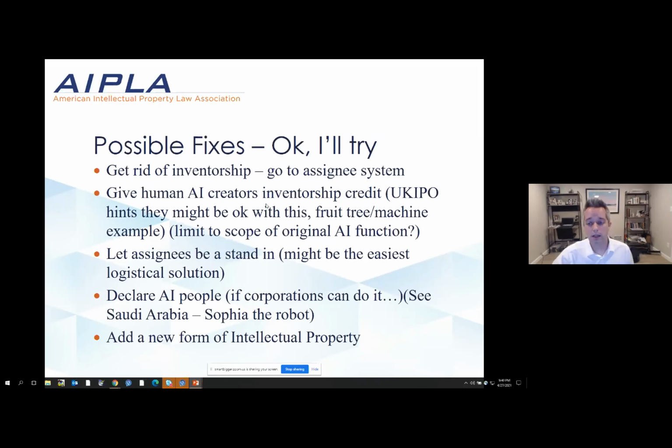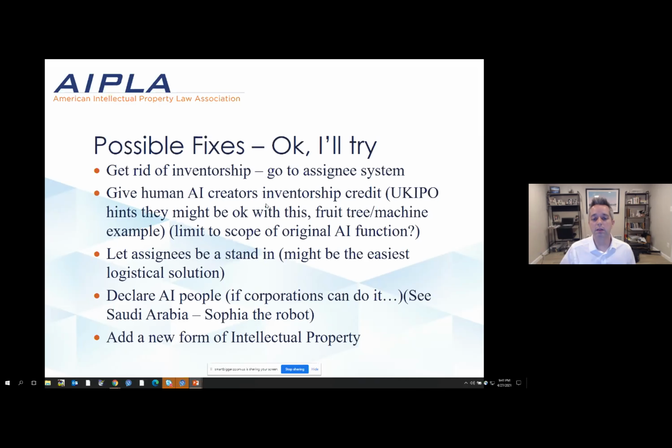Maybe we probably need to fill in some holes for some things, but I think it's at least feasible. The second one would be to just give the humans who make the AI credit for the inventorship. The United Kingdom's Patent Office issued an opinion recently that was kind of hinting that they might be okay with this idea. They gave an analogy of a fruit tree, and they said, well, the person who plants the tree also gets credit for the fruit that it bears.